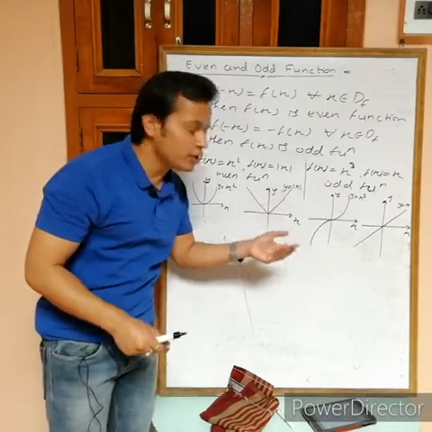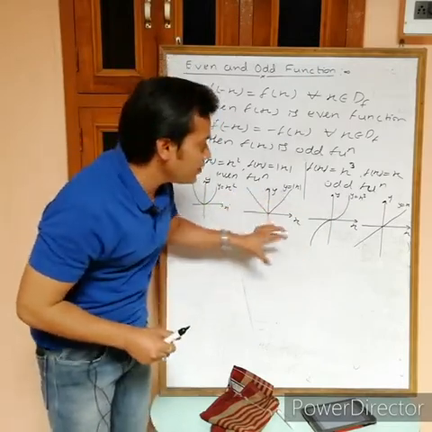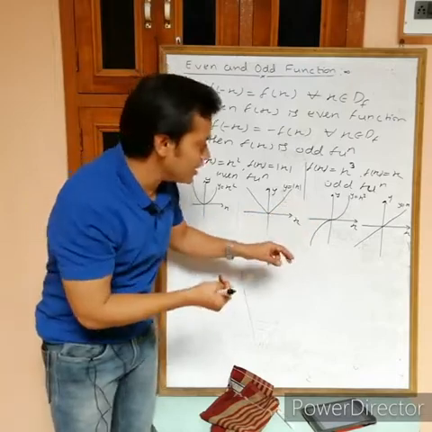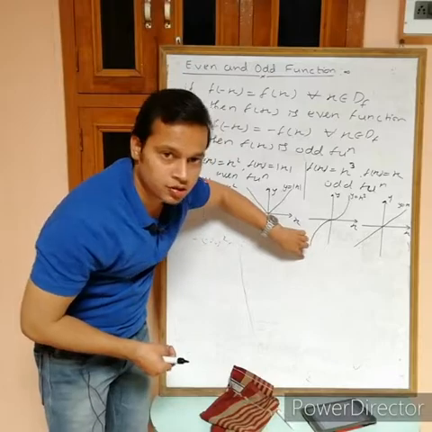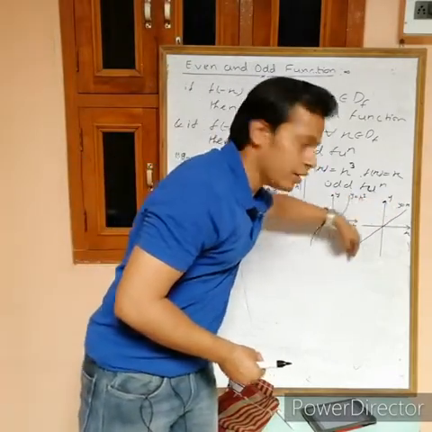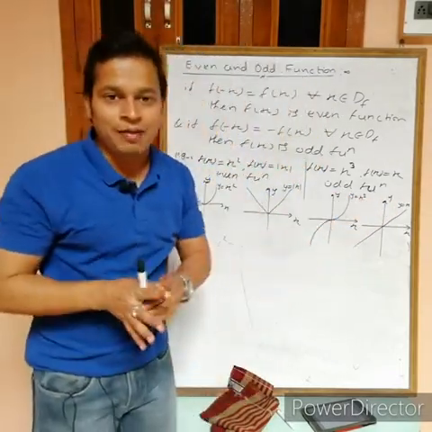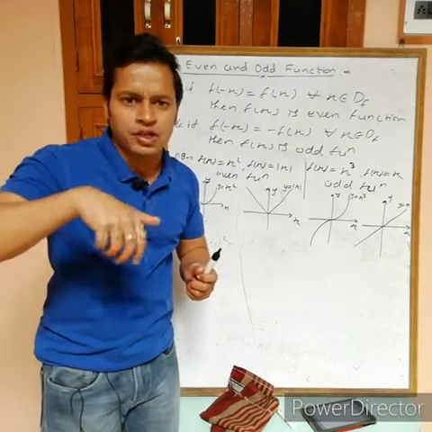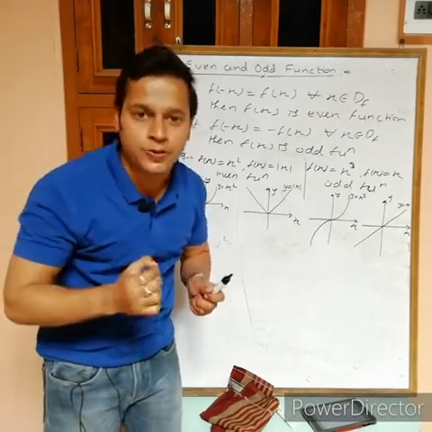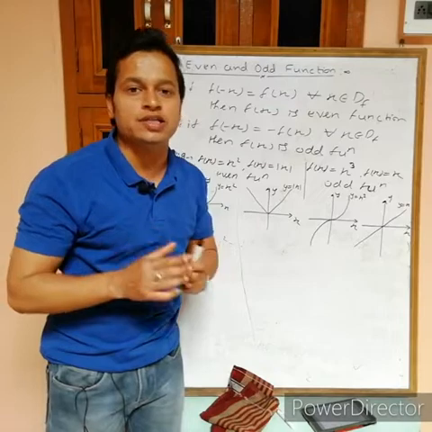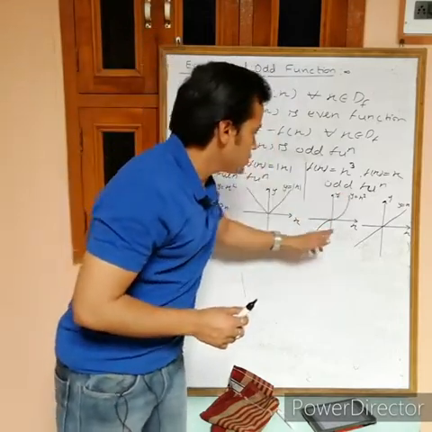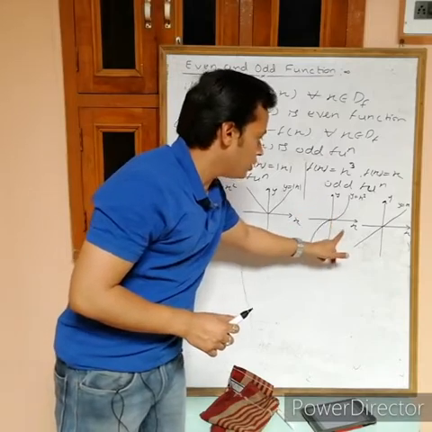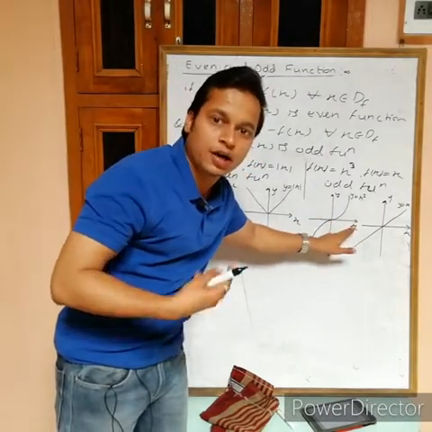Actually, this one is symmetric in opposite quadrants. We have the same type of graph in the first and third quadrants. Anytime you have the same type of shape of graph in opposite quadrants, it means this one is symmetric about the origin. Suppose in the second and fourth, if you have the same type of graph, then it is symmetric about the origin.